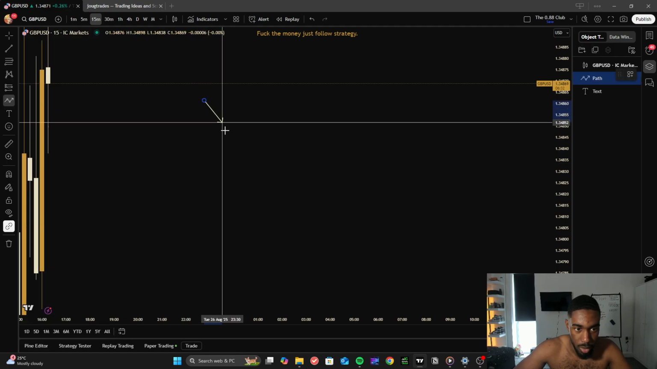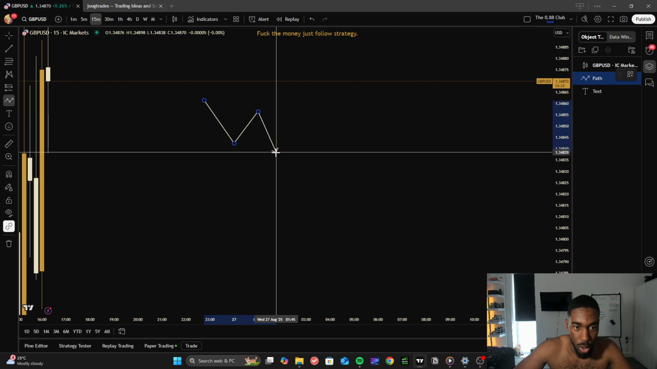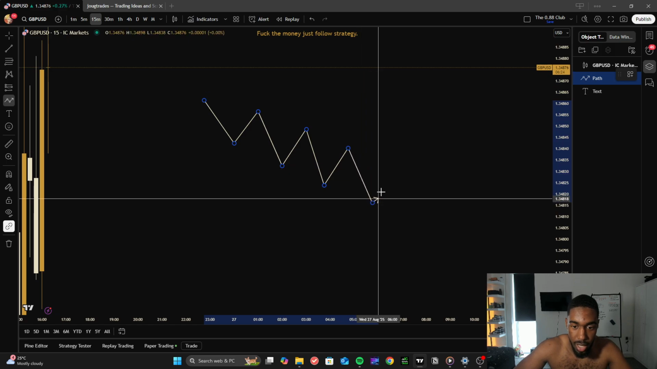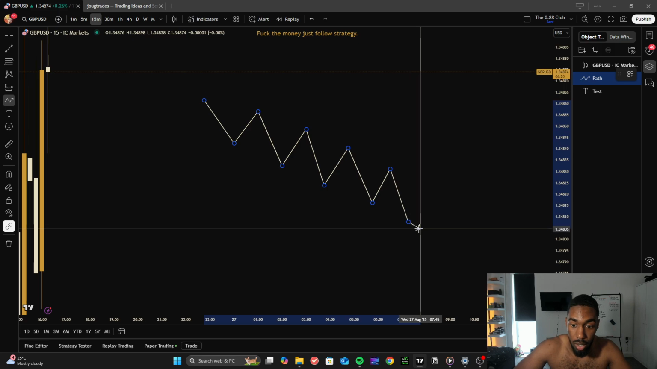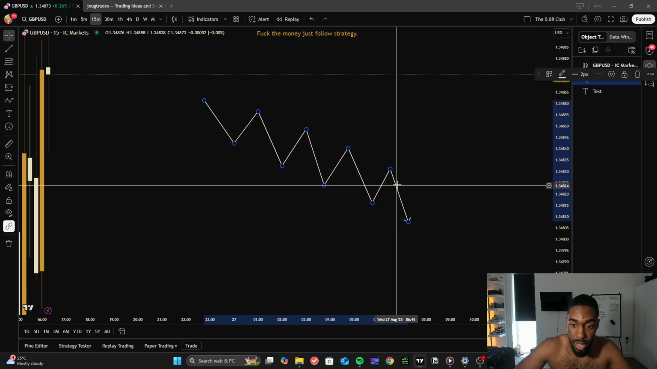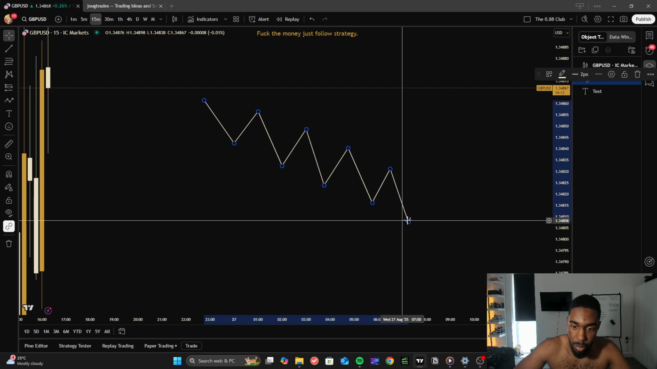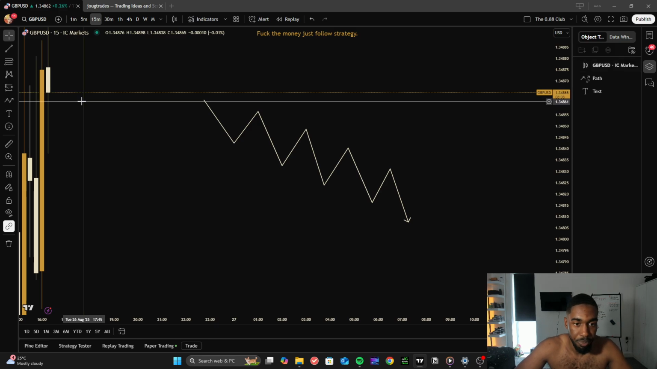Alright, we're bearish. Lower high, lower low, lower high, lower low, lower high, lower low. I'll do one more. Lower high, lower high. The low isn't formed. Why? Because there's a down movement, but there isn't an up. So this technically isn't a low, but it's continuing. You get what I mean?